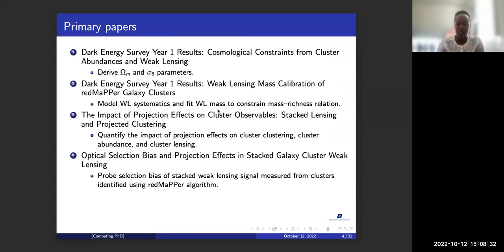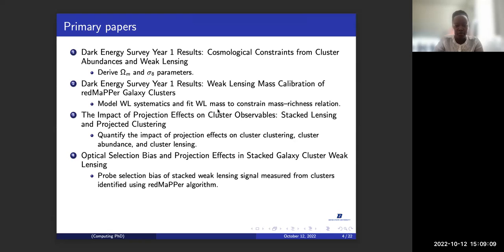So the synthesis looked at 4 papers. The first is the Dark Energy Survey Year 1 results, which is based on observatory data. The main idea behind the paper was to derive 2 cosmological parameters, that is dark matter density and the density fluctuation. The other paper was also based on observatory data, and the main goal of the paper was to model the weak lensing systematics and fit the weak lensing mass to constrain the mass richness relation.